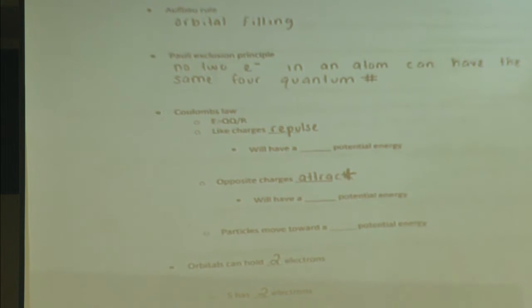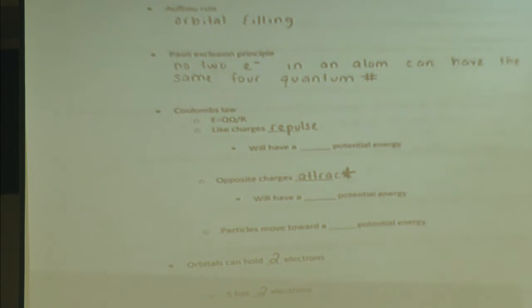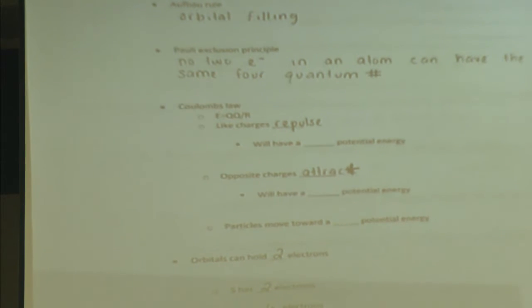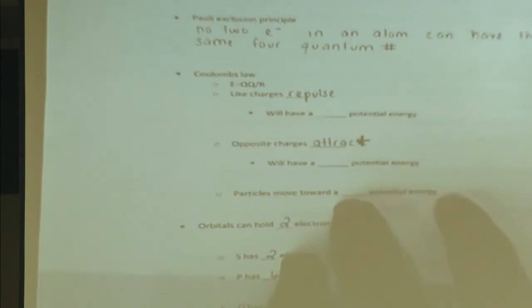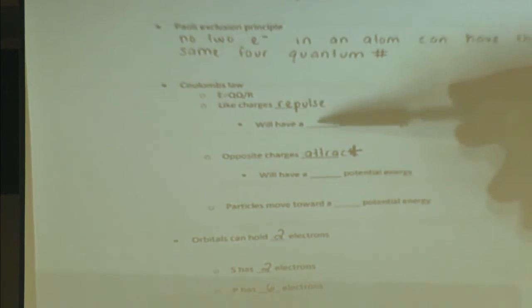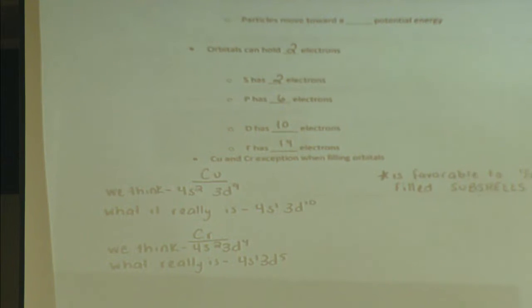Pauli exclusion principle is no 2 electrons in an atom can have the same 4 quantum numbers, whether they're on the same principal level or in the same orbital or any of that. Something will always differ about their quantum numbers. Coulomb's law, if you remember that, E equals charge 1 times charge 2 over the distance that separates them. Like charges repel and opposite charges attract. I imagine this is blank because the best way to understand it would be to look at your book and look at those graphs that show the relationship between radius and potential energy.